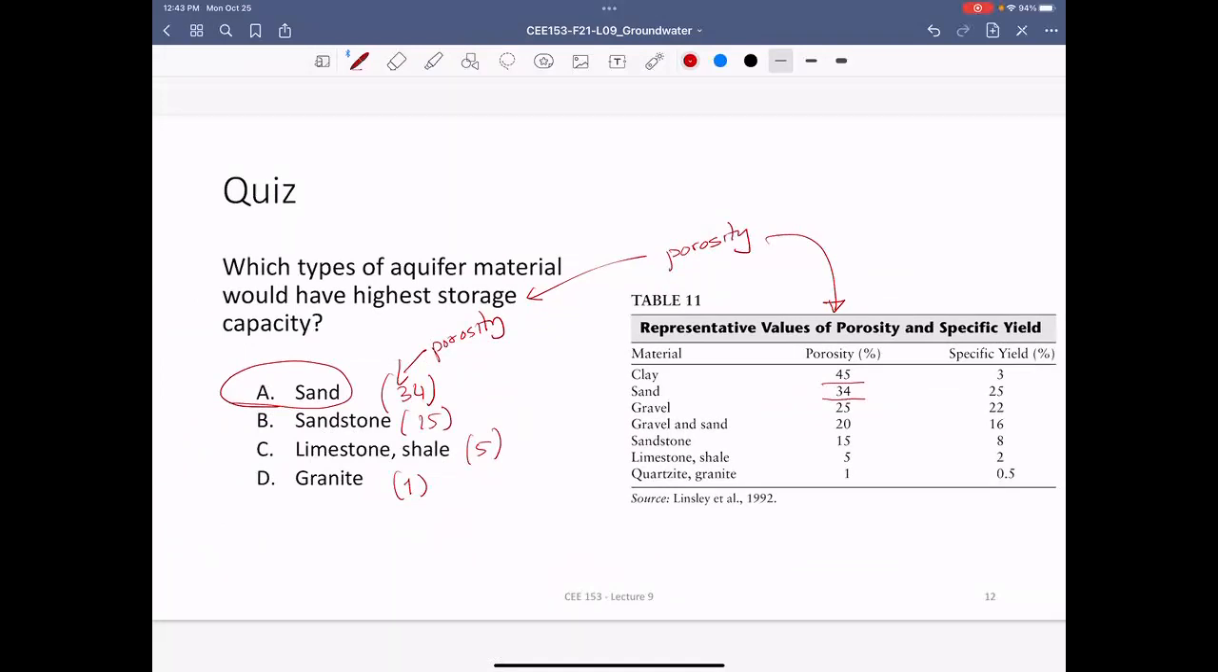But if I give it clay, clay has 45%. So then you will say clay has the highest storage capacity. But just because it has high storage capacity doesn't mean that you can extract all that water. That depends on the specific yield. In fact, clay has a very low specific yield. That's the reason if you have very much clay soil, that is an unconfined aquifer, the clay layer.